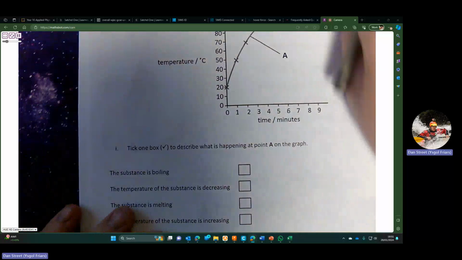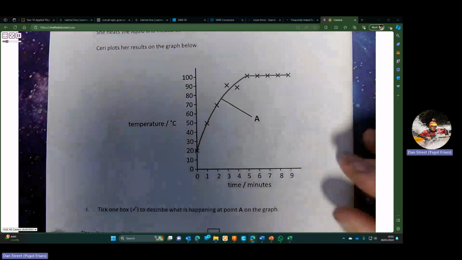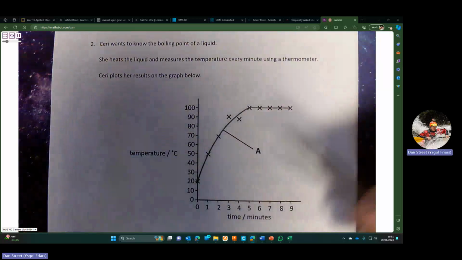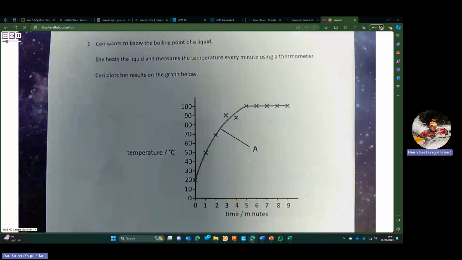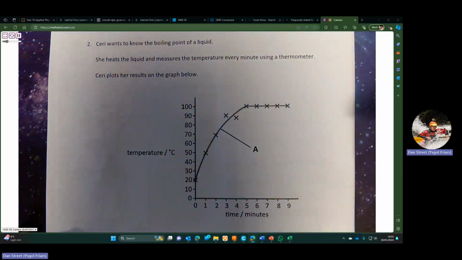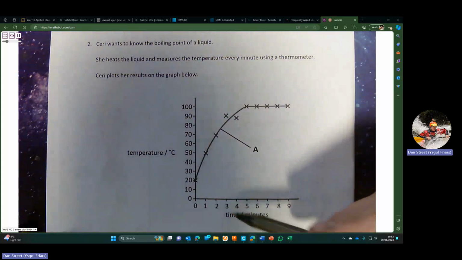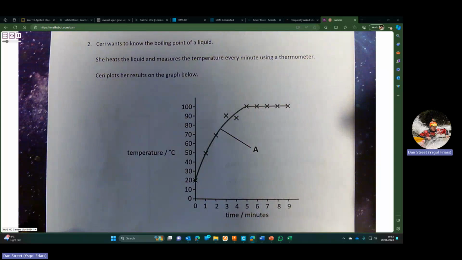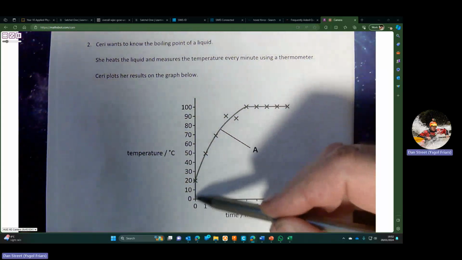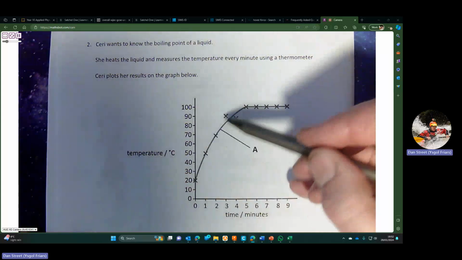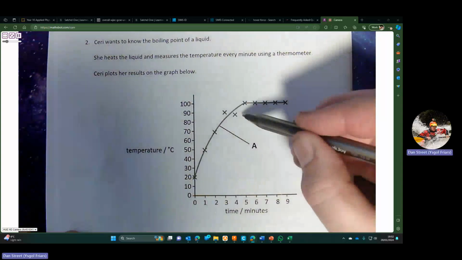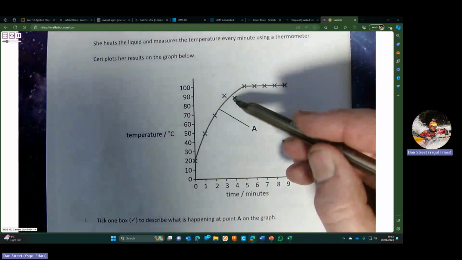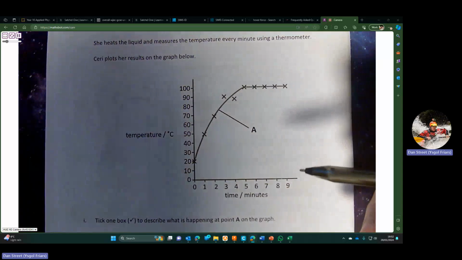Okay, this next question is all about heating and cooling curves. Okay, this particular one is a heating curve because the temperature is going up. So it says Kerry wants to know the boiling point of a liquid. She heats the liquid and measures the temperature every minute using a thermometer. Kerry plots her results on the graph below. Okay, so we can see that every minute from the 0 minutes, she's plotted her points and then she's joined them with a line of best fit. Notice here we've got 2 slightly anomalous results, or one of them is anomalous. And consequently, she hasn't gone through the points themselves, she's gone between the points.